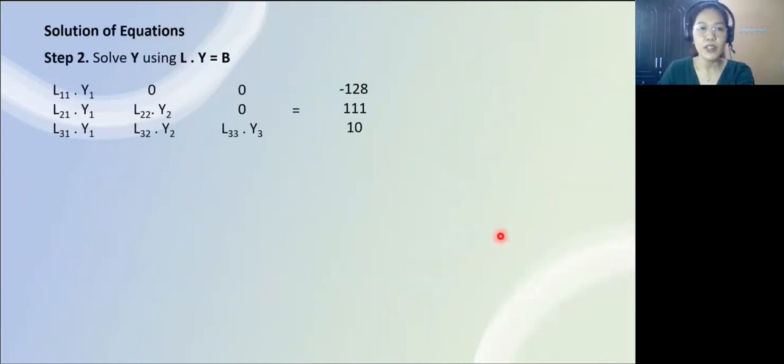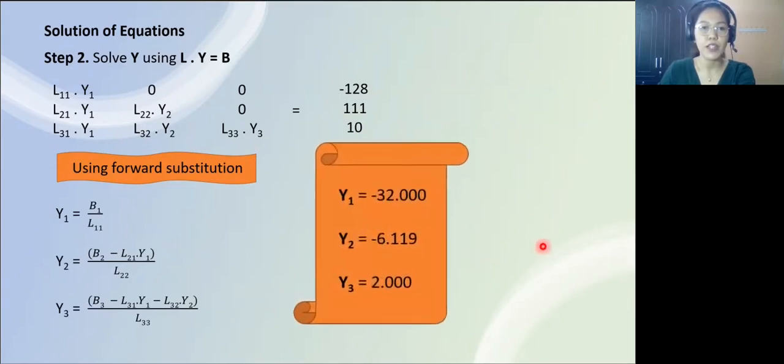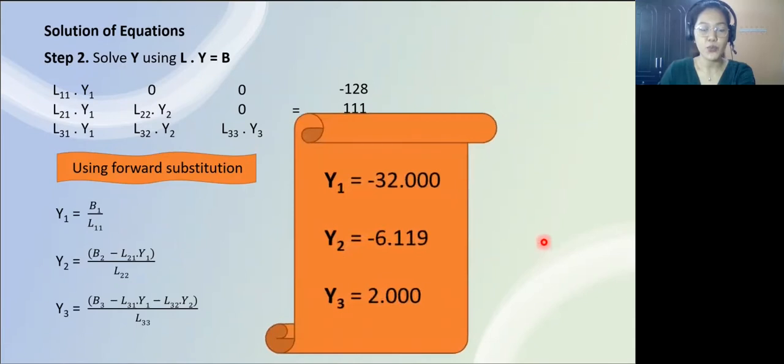Since we have determined all the elements of L and U matrices, we can now solve for y using the formula L times y equals to B. Using forward substitution, we'll arrive to the following equations for y1, y2, and y3. Substituting the values in the equation, we will have y1 equals to negative 32, y2 is equals to negative 6.119, y3 is equals to 2.